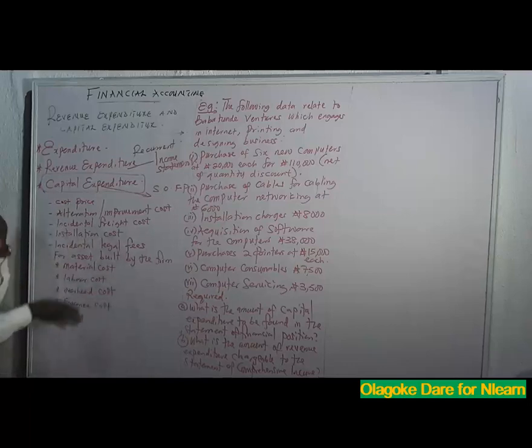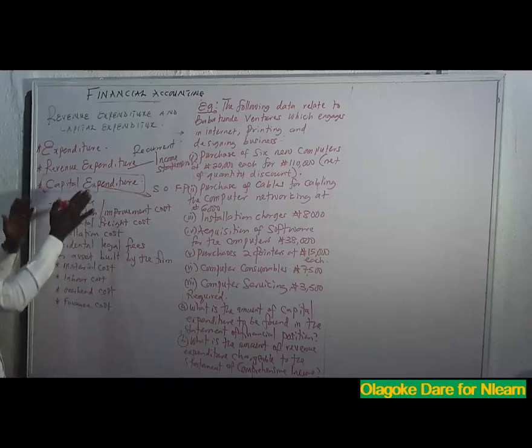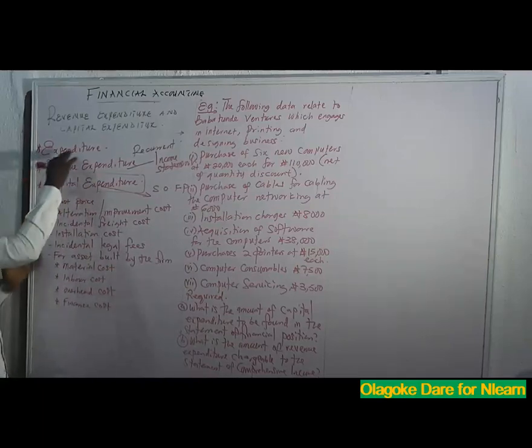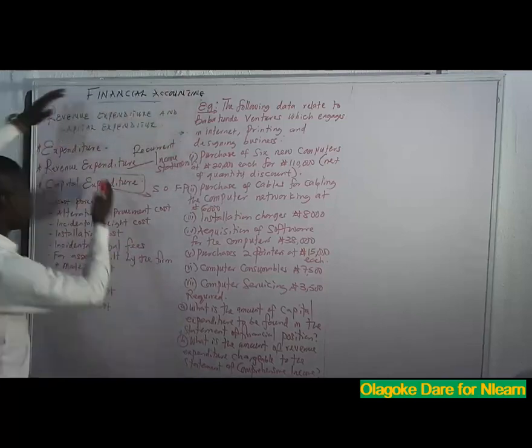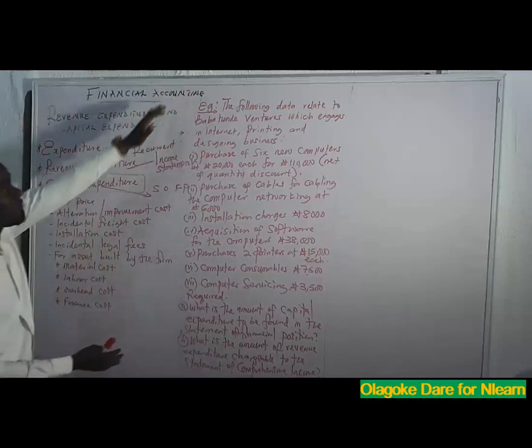All these will make up the capital expenditure. So with this, we should be able to differentiate between capital expenditure and revenue expenditure. I have a short question here. Based on what we've learned just now, we can provide answers to this.